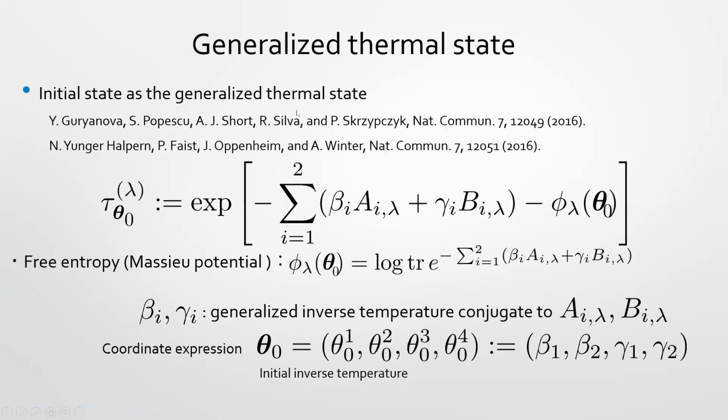So now we define the generalized thermal state, because we have this quantity. Sometimes B considers the number of particles. So in that case, if B is the number of particles, then gamma corresponds to the chemical potential. So beta is an inverse temperature. But we want to handle this problem in a unified way.